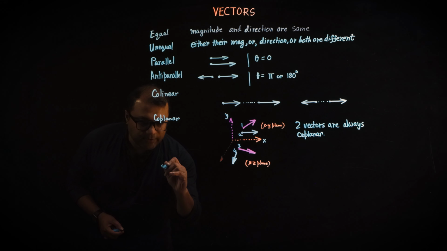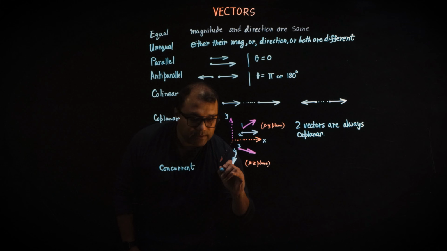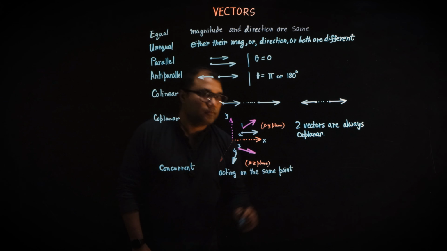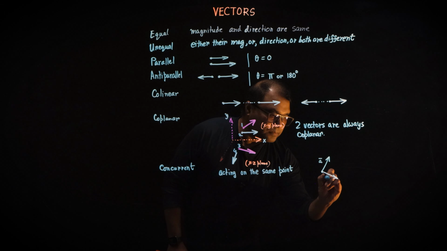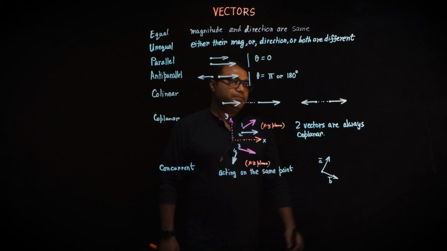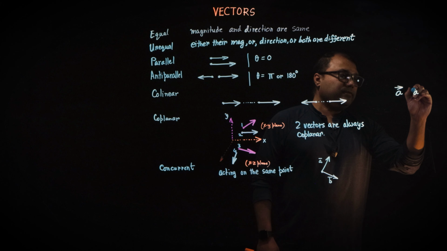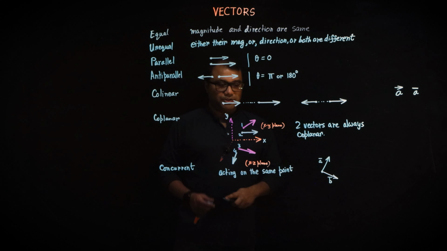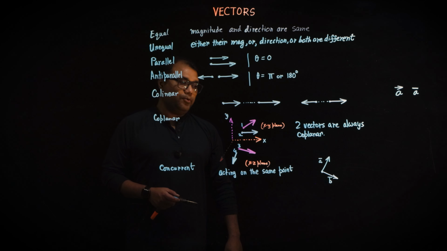Then we have concurrent vectors. Concurrent vectors are vectors acting on the same point, like vector A and vector B. By the way, this is another representation. Either you can write it with an arrow, or you can also write it with just a dash. Both are vector representations. So concurrent vectors are vectors that are acting on the same point.